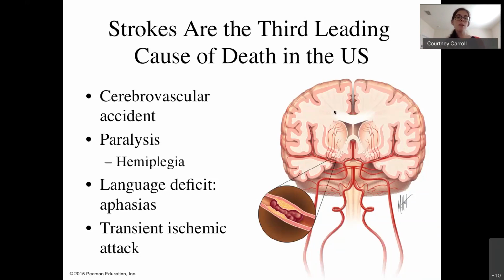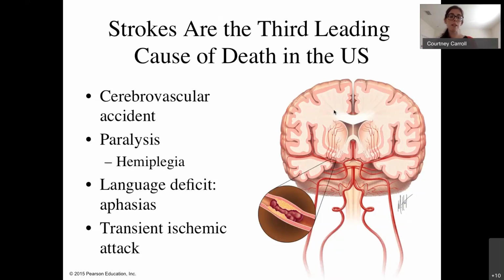And so if you see someone and you suspect that they're having a stroke, you need to get them to medical attention really, really quickly. Time is of the essence, because there are drugs that doctors can give that will help dislodge that blood clot and help bring oxygen back to the area. But the faster it happens, the better the outcome will be.